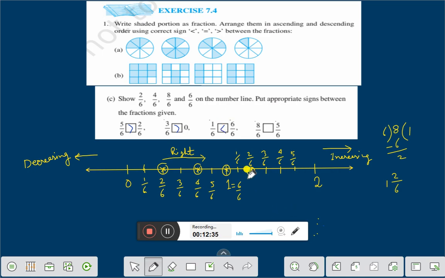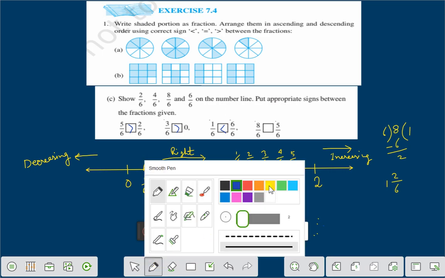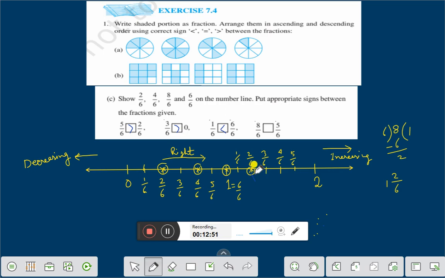8 by 6. Which one is 8 by 6? 8 by 6 means 1 whole 2 by 6. 1 whole means here, and 2 by 6 means here. That means this point is 1 whole 2 by 6. Right? Or you can say it as 8 by 6. 6 by 6, 7, 8, 8 by 6.